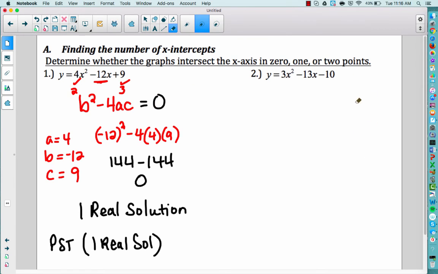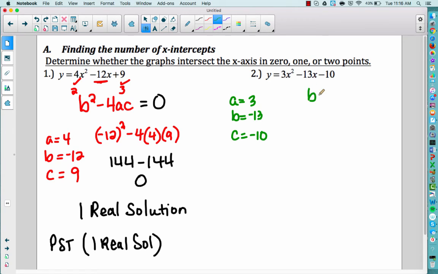Okay, let's try the next one. One more as an example. Let me switch to green. So I'm going to write down my A, my B, and my C. So A is 3, B is negative 13, and C is negative 10. So I'm going to use the discriminant to find out how many x-intercepts or zeros that it has. So b squared minus 4ac. All right, I'm going to plug in negative 13. Be sure I'm putting it in parentheses so that I make sure I square that negative. And then 4 times 3 times negative 10.